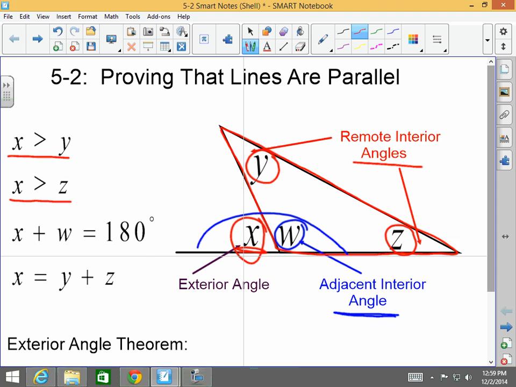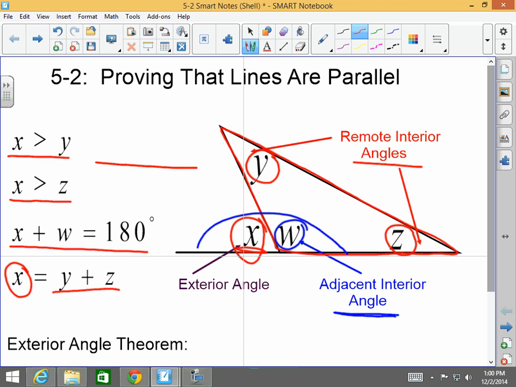We already proved and know that X plus W, since they're supplementary, will equal 180. But what's new here, okay, the actual exterior angle theorem states that the exterior angle is equal to the sum of the remote interior angles. X equals Y plus Z. This is very useful in the SAT.